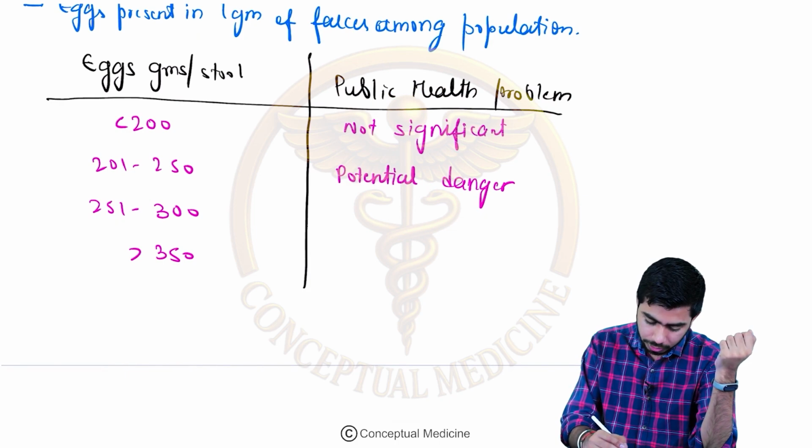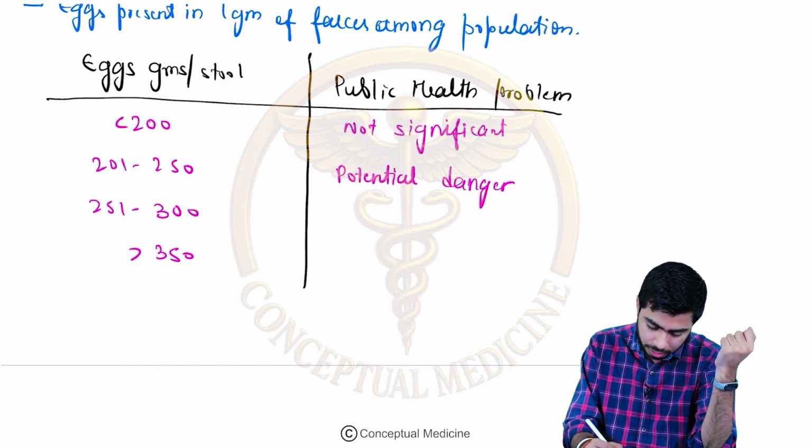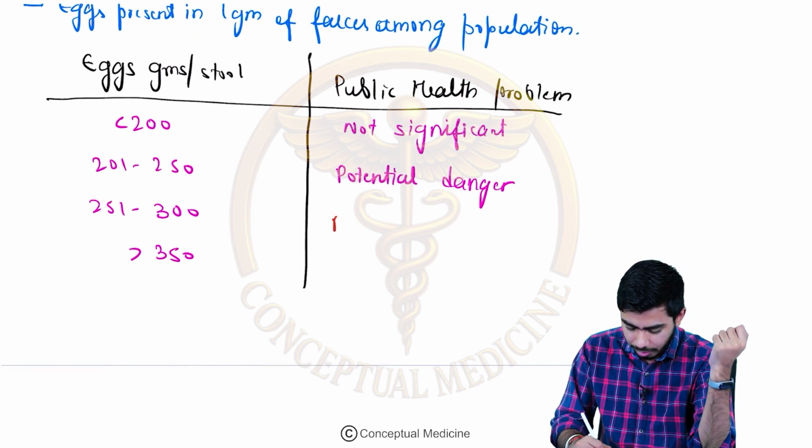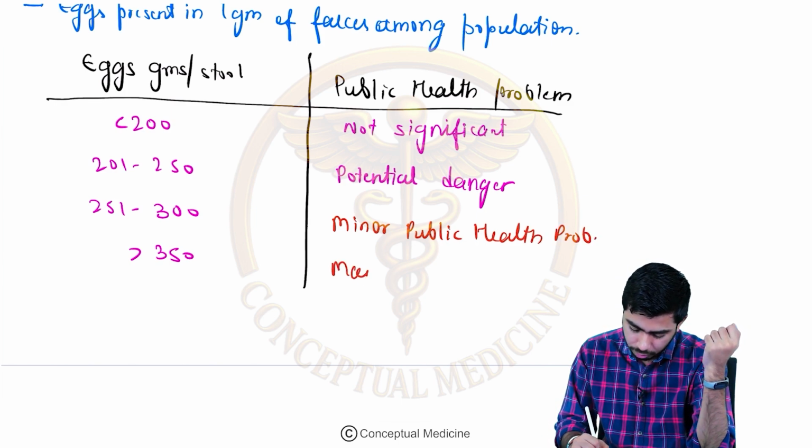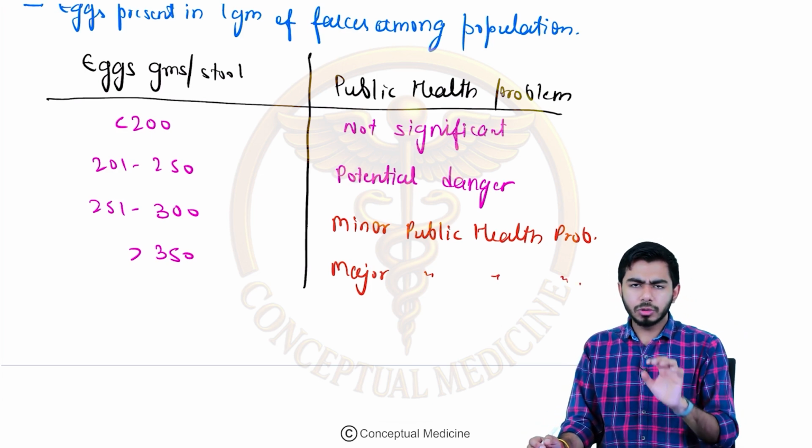If it is 251 to 300, yes, it can cause the public health problem, right? So it is the minor public health problem in this case. Okay, and if it is more than 350, then it is the major public health problem. Okay, understood? So that was about the gender index.